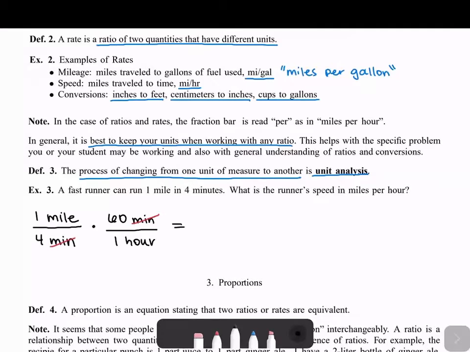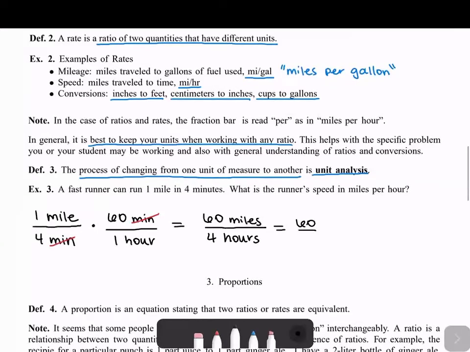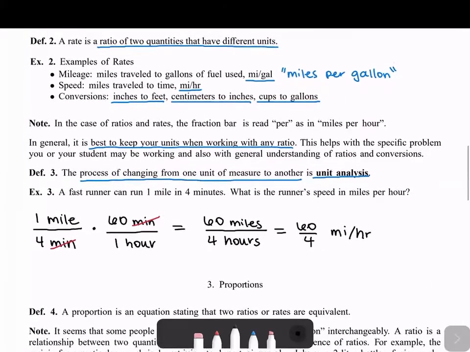And so if we multiply straight across, we're going to get 60 miles over 4 hours. And we can take the units out and just do 60 over 4 miles per hour, which if we actually divide, we get 15 miles per hour. So if you can run a mile in 4 minutes, that means you're running at a speed of 15 miles an hour.